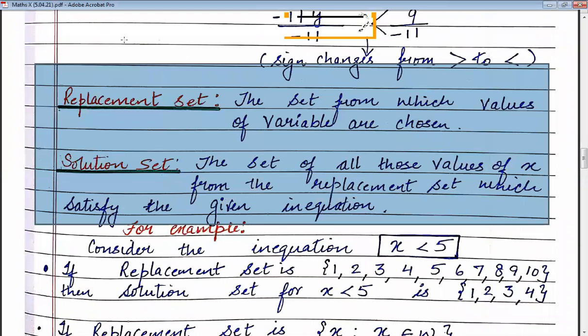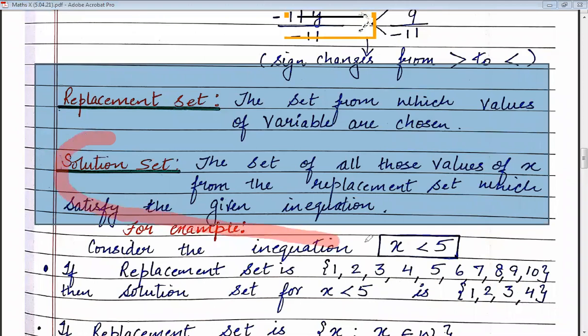Now children, let us understand what is a replacement set. This replacement set is the set from which values of the variable are chosen. Okay, you will get the values here and you have to choose the value from your replacement set. Okay, and what is the solution set?